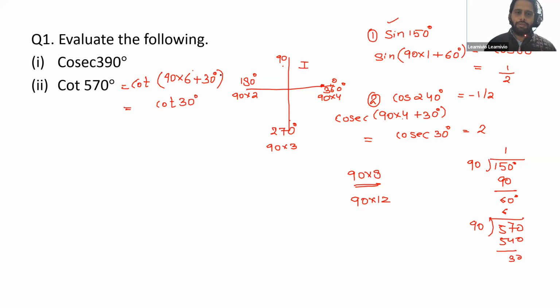Now count from here. 19π/4 is this, 5 is this, 6 is this. So for 19π/6, we will be at this point. Now at 30 degree, in which quadrant will this angle lie? Third quadrant. And in the third quadrant, is cot positive or negative? It's positive. Hudvika, is this clear? Yes, sir. Okay, next, put the value of cot 30. So you will get root 3.